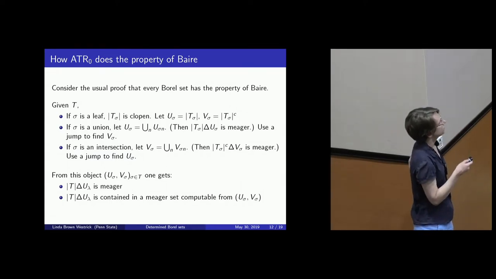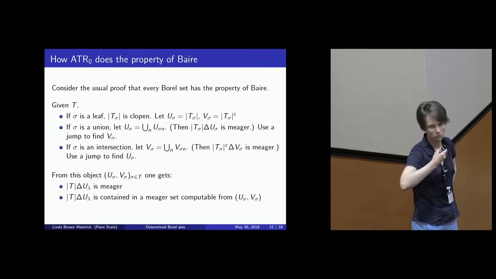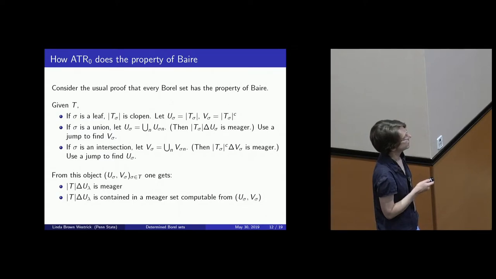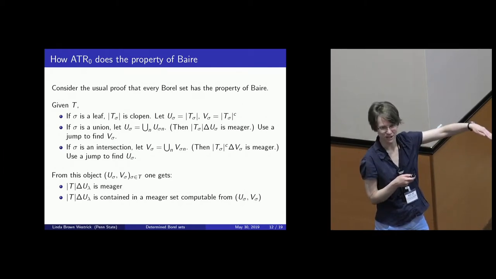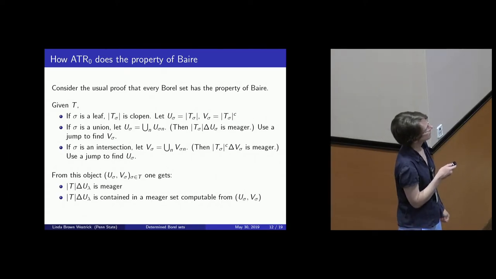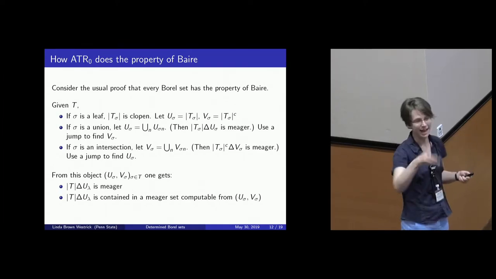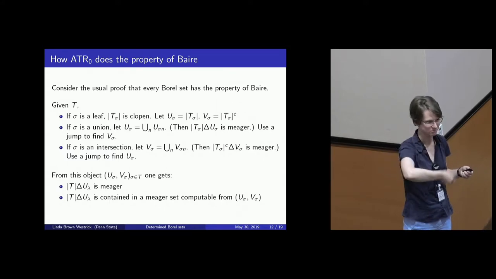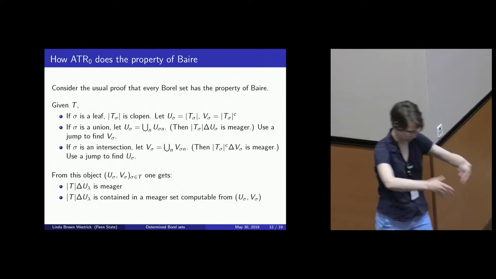Then what do we do at unions? Well, if I'm given open approximations for T sigma n for each n, then if I just take their union, I get an open approximation for the union of those sets. And I can do a complementary thing at intersections. If I'm looking at an intersection, then in the complement, I'm also taking a union. So I can get an open approximation that way. Now, if I know that this is an open approximation for a given set, and I want an open approximation for its complement, you can just use one jump to say, what are the places where this open approximation doesn't have anything? Those are the places where the complement is dense. And so it just takes a jump to do that. And then when you apply ATR, you build all of these things, you get to the top.